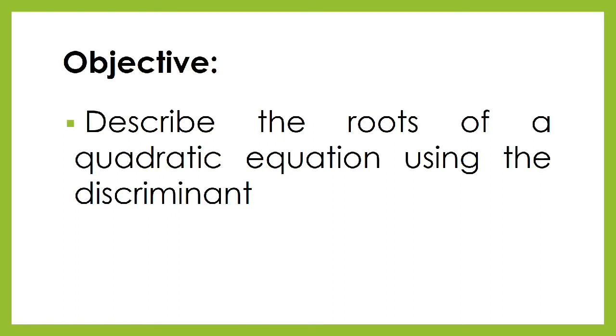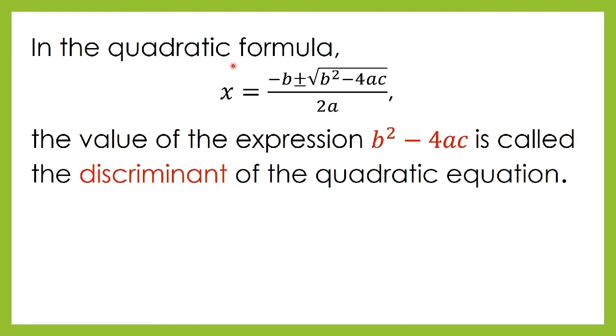In this video, we will describe the roots of a quadratic equation using the discriminant. In the quadratic formula, x equals negative b plus minus square root of b squared minus 4ac all over 2a. The value of the expression b squared minus 4ac is called the discriminant of the quadratic equation.